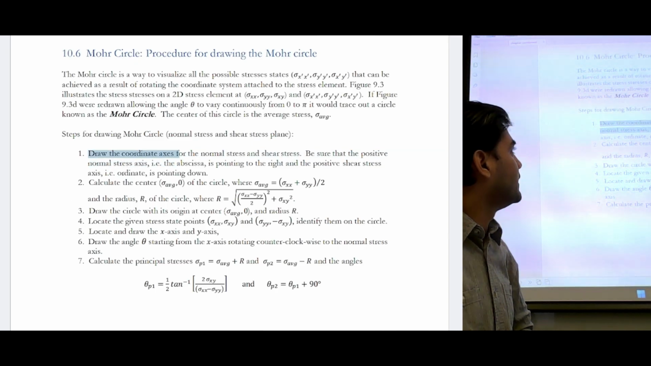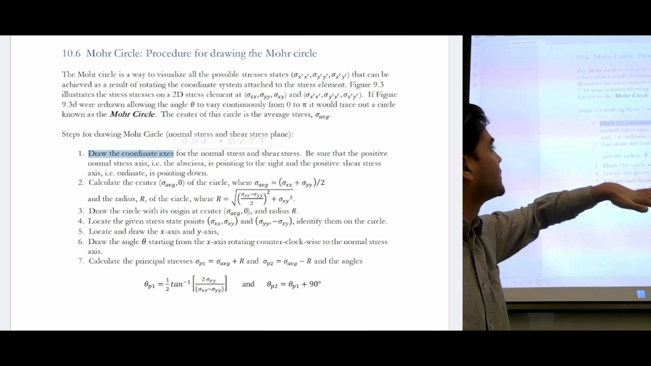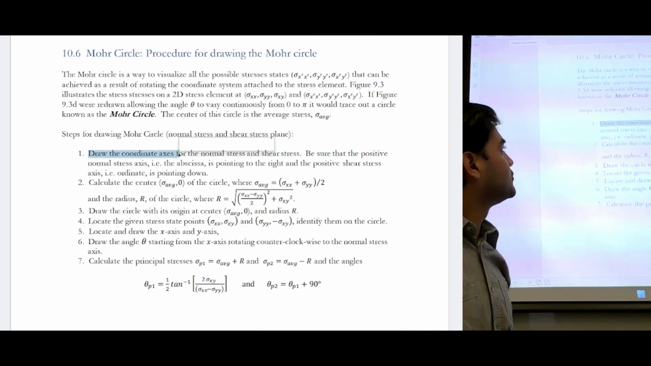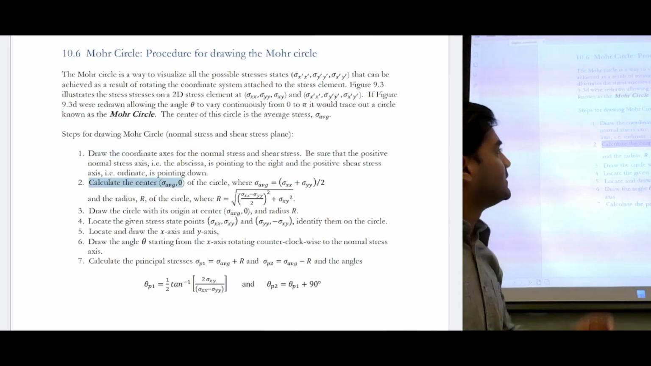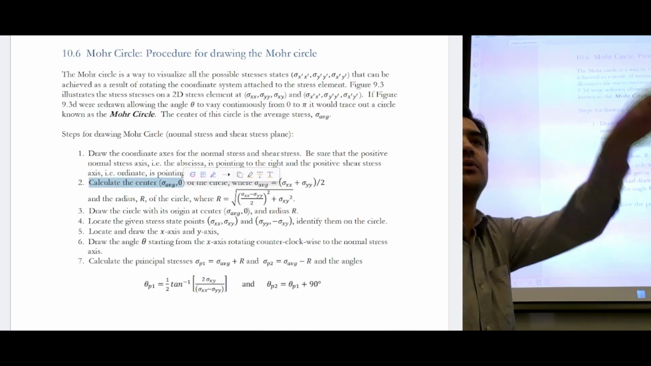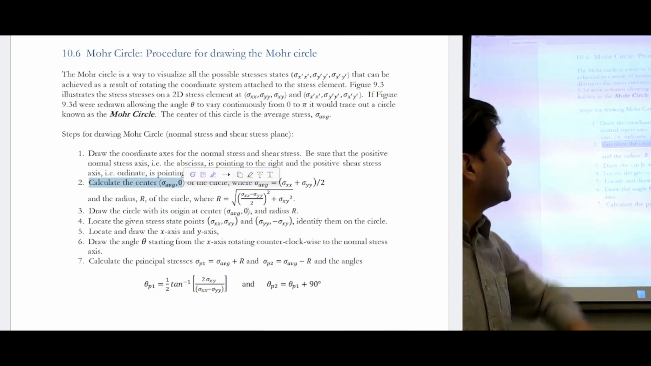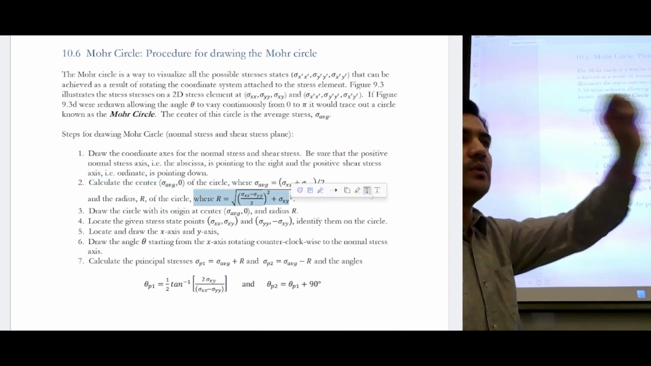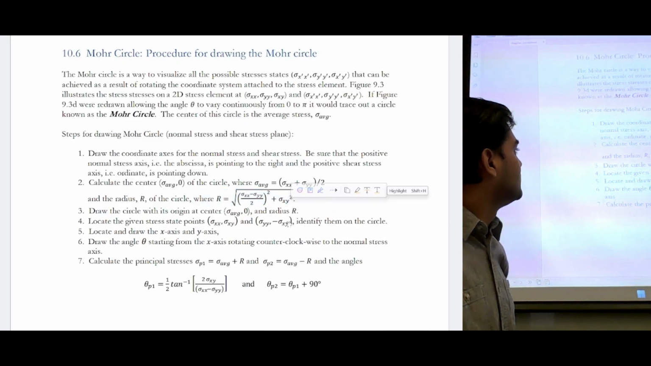Step one is draw coordinate axis. So we're gonna draw x-axis, y-axis. When we do it, it's gonna be much clearer, but I'm just gonna go through these steps roughly. So first step is draw coordinate axis. We're gonna draw x and y axis. Then we'll calculate the center of that circle because we are trying to draw the circle. So we have an equation of a circle. We'll calculate the center of a circle. We'll calculate the radius of a circle. And once we have the center and the radius, we can practically draw the circle.